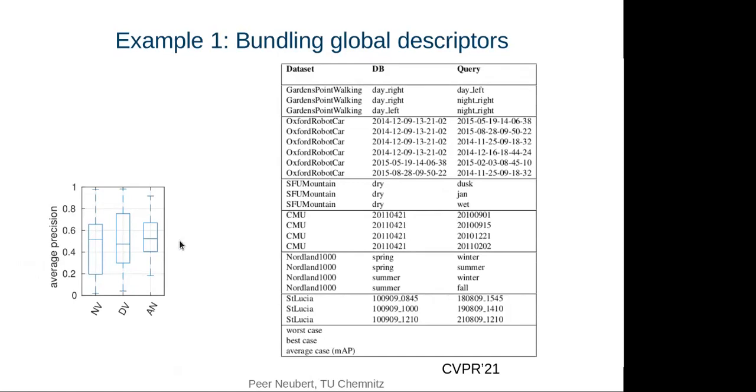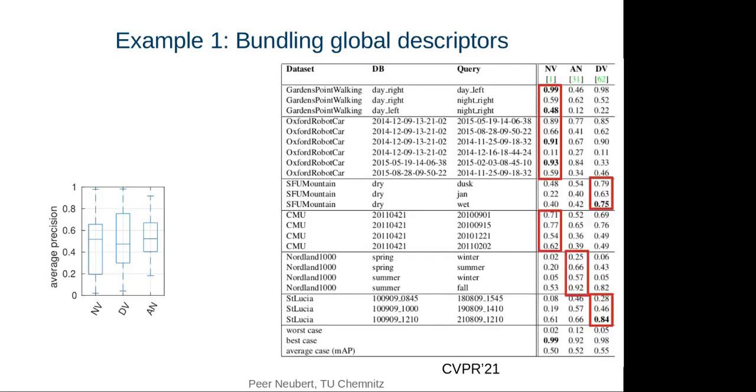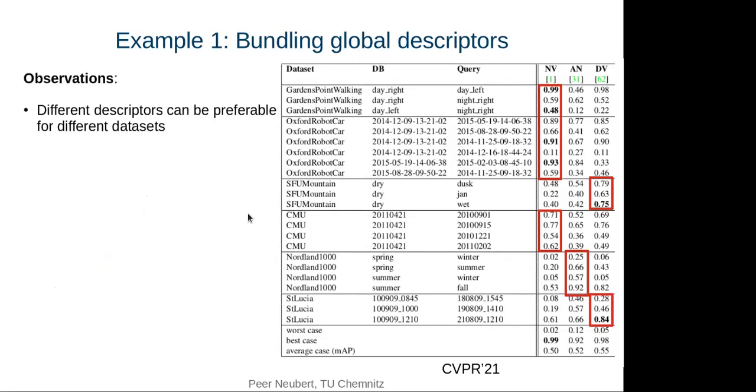So if we look at the individual results shown here, again, one column for NetFLAT, one for AlexNet, one for DenseFLAT, so three existing holistic descriptors, I just highlighted for which of those data sets each of them performs more or less the best. So for some of them, it's NetFLAT, for others, it's DenseFLAT or AlexNet. So we can make the observation that different descriptors can be preferable for different data sets.